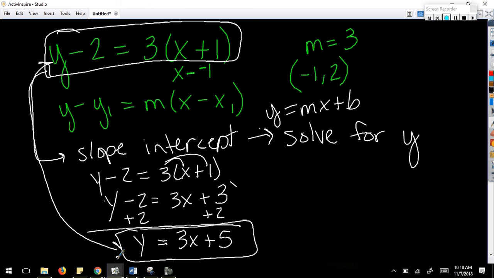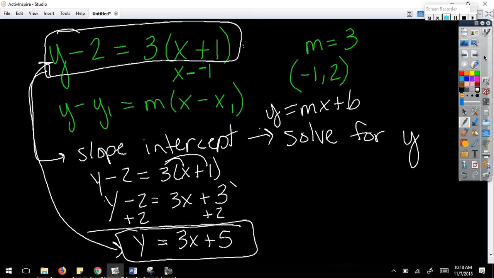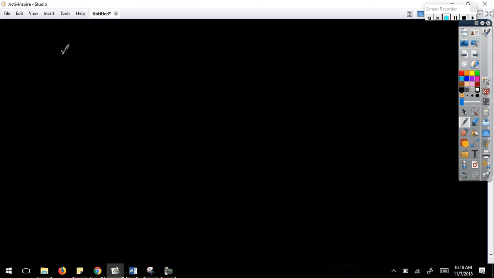Okay? Whatever way, though, is easiest for you. But if you're given the point slope form and asked to put it in slope-intercept form, which you're going to have to do on your test, you're going to have to be able to manipulate it around. So let's look at one more. Let's say I have the equation.